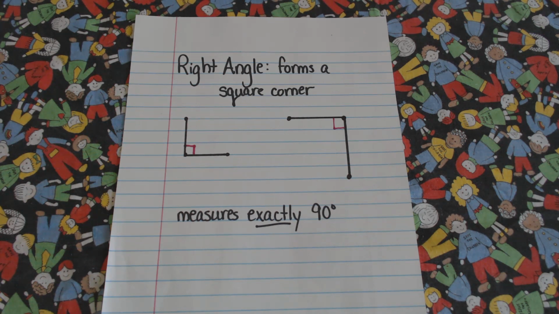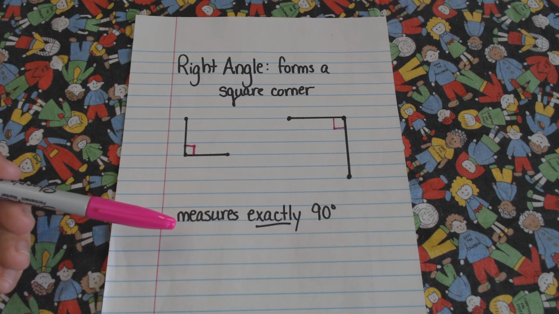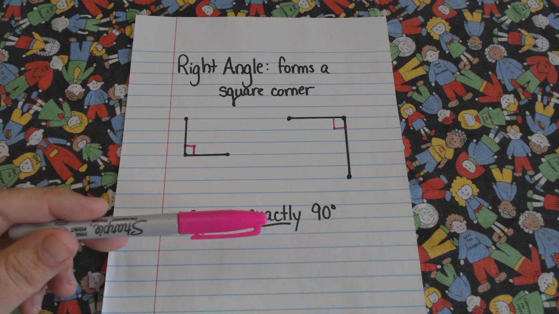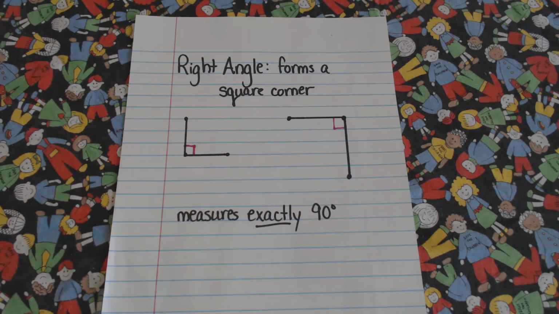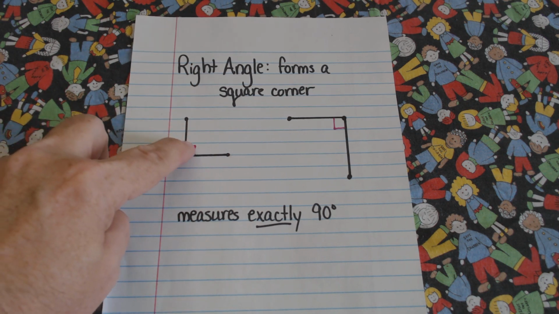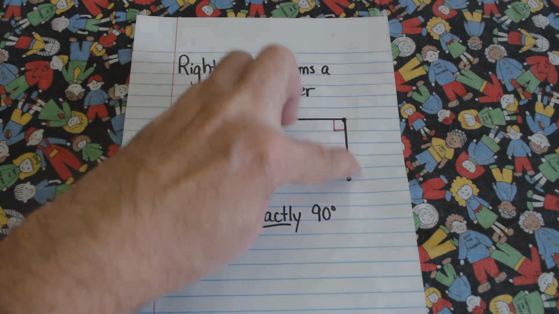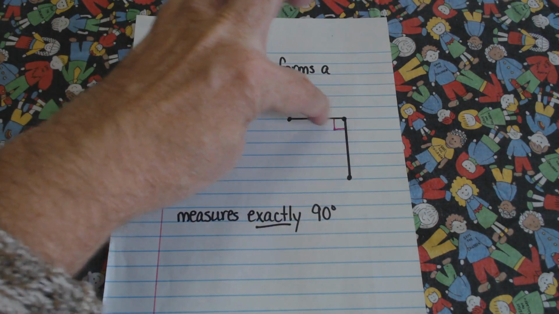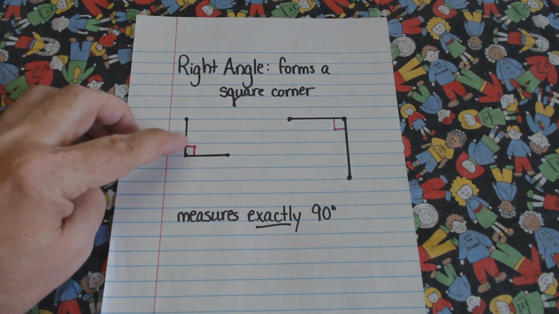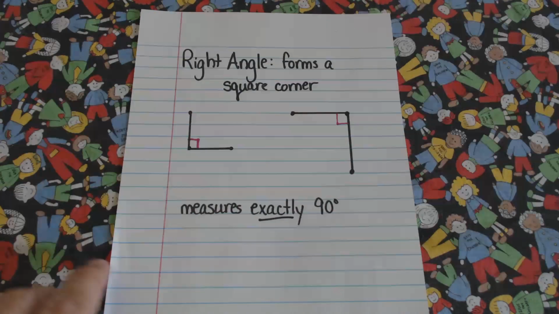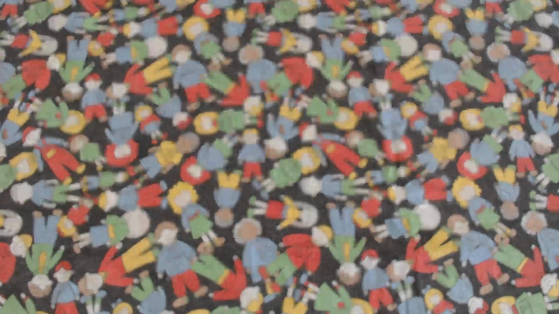And to help us out in the future, we need to know that a right angle measures exactly 90 degrees. We'll be learning about degrees in the next chapter, but we want to get that down here now. So this angle measures 90 degrees. This angle measures 90 degrees. Even though I've drawn the line segments longer on this one than that one, the angle itself is the same measurement. And we'll see that again in the next chapter.